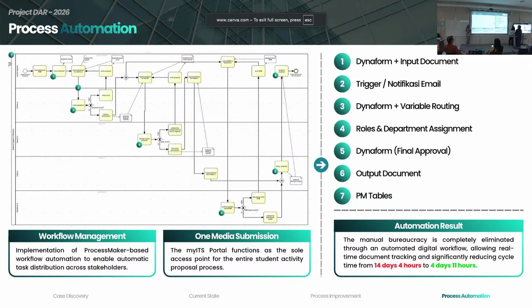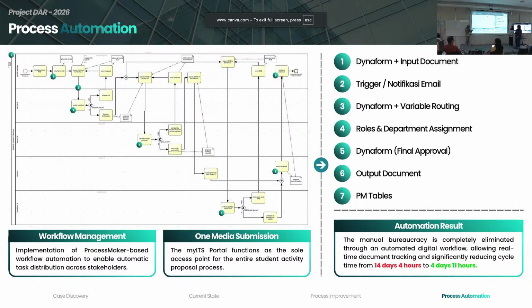We implement our automation workflow in ProcessMaker to enable automatic task distribution across the stakeholders. The main thing we use is the Dynaform as a medium to submit the proposal and the budget plan, email notifications to reduce the risk of missed and late reviews from each stakeholder, and specialized roles for each stakeholder to access.